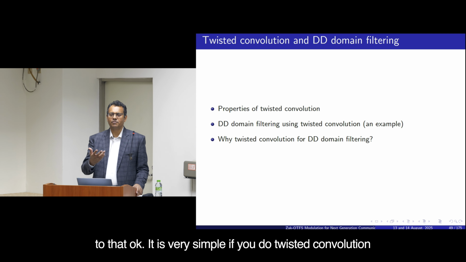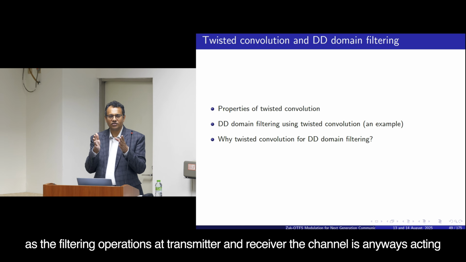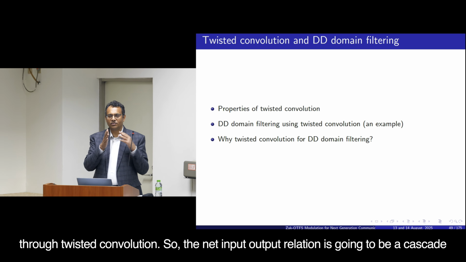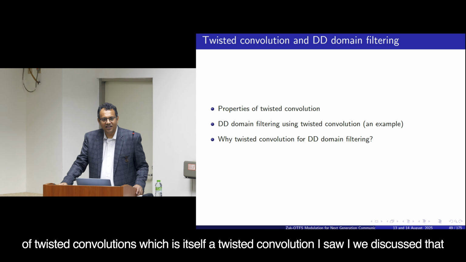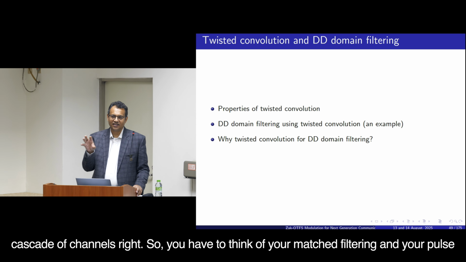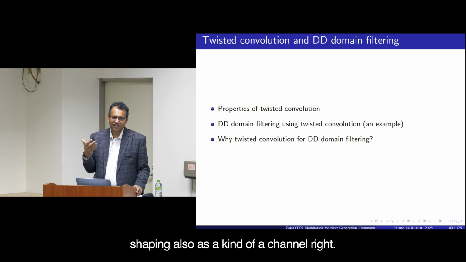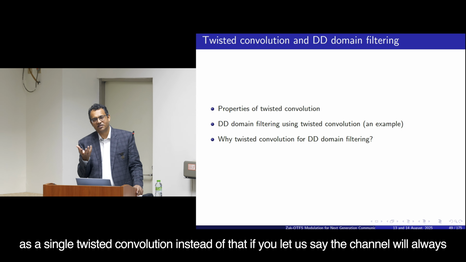Okay. It is very simple, if you do twisted convolution as the filtering operations at transmitter and receiver, the channel is anyways acting through twisted convolution. So, the net input output relation is going to be a cascade of twisted convolutions, which is itself a twisted convolution. We discussed that cascade of channels, right. So, you have to think of your matched filtering and your pulse shaping also as a kind of a channel, right. So, it becomes a cascade and that can be modeled as a single twisted convolution.